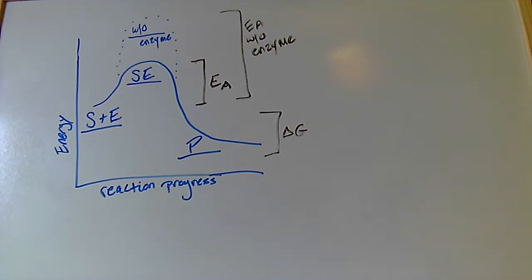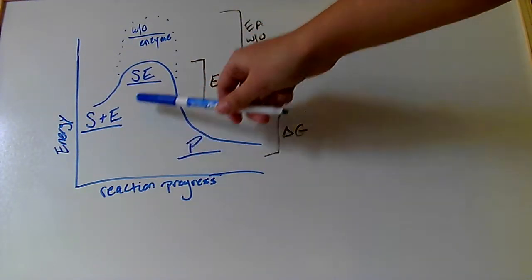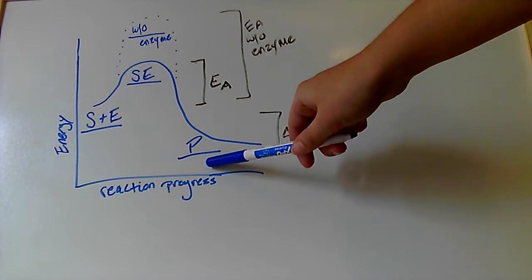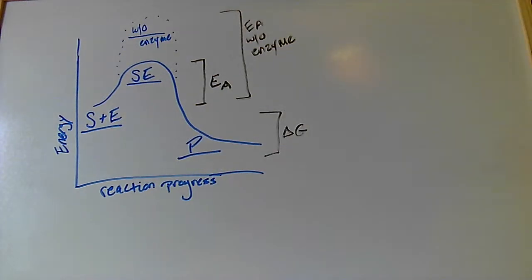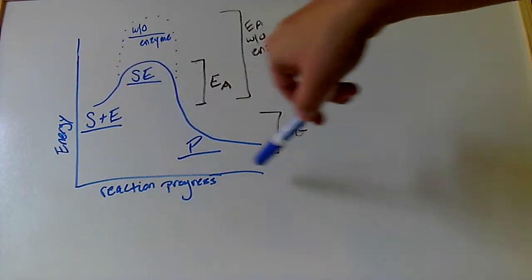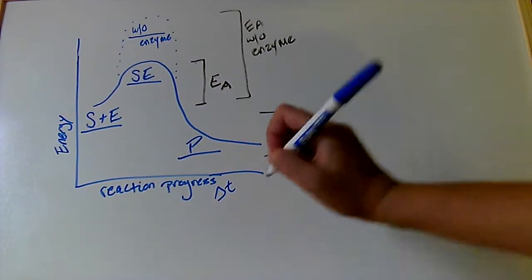So what I have here right now is an energy diagram of a certain reaction that's taking place. To orient you, I'm going to be using S for substrate, E for enzyme. This SE is the complex that forms when the enzyme and the substrate bind, and then P is going to be product. On the y-axis here we have energy, and on the x-axis is the reaction progress. This can also be considered delta T for change in time.